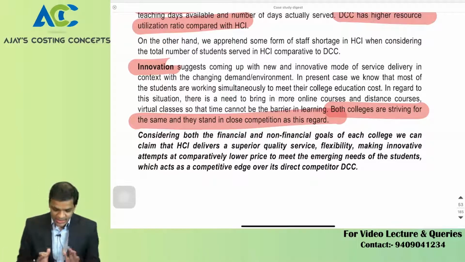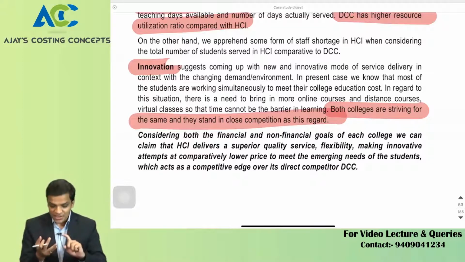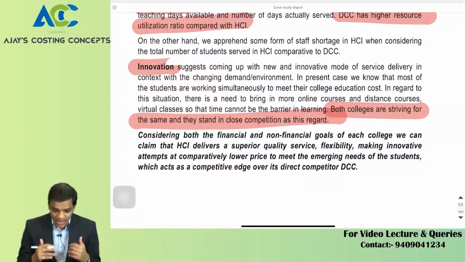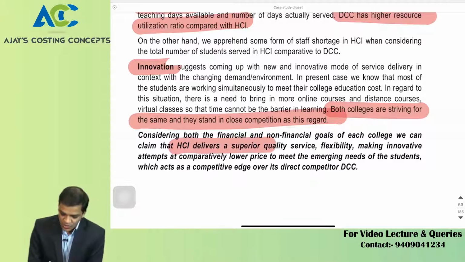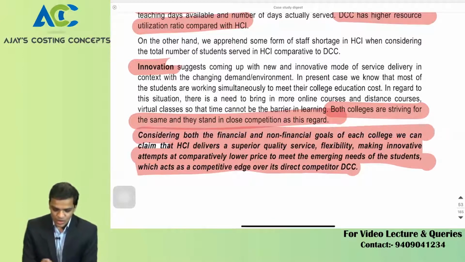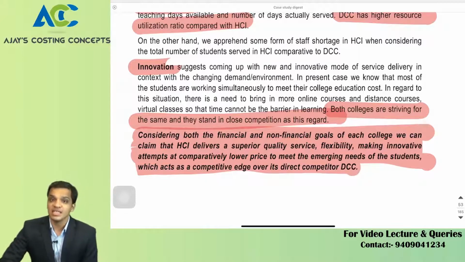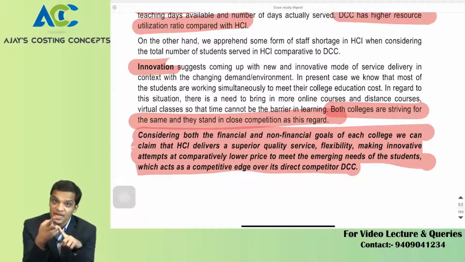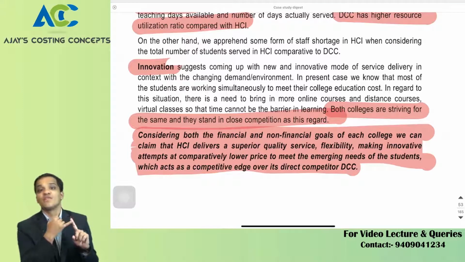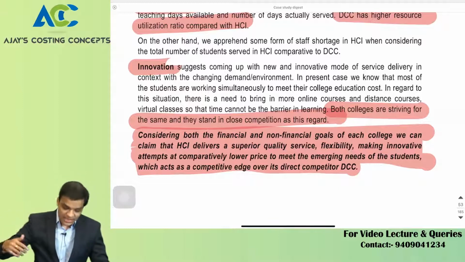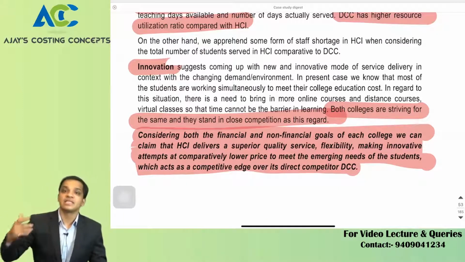So considering all these aspects, the services, the quality, the innovations and the flexibility, HCI delivers a superior quality service, flexibility and innovation attempts at a lower price to meet the emerging industry, which acts as a comparative edge over the direct competitor DCC. So considering this, we would always suggest going with HCI. Why, sir? Because the pass-out ratio is higher, the fees are comparatively lower, the quality is better, the flexibility is always available, they are more innovative, and they are utilizing their resources, making sure that additional classes are available.